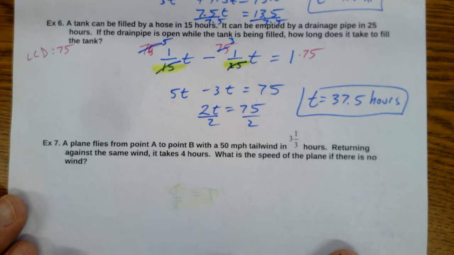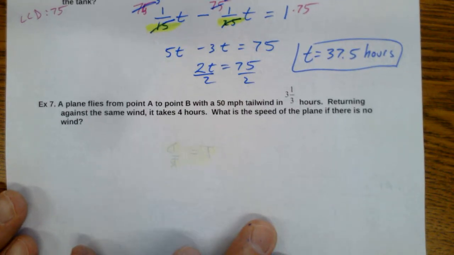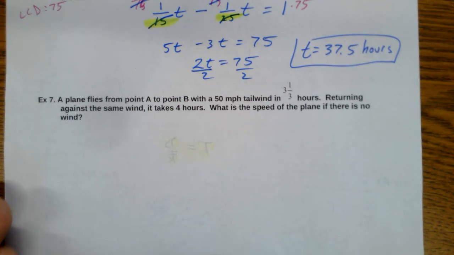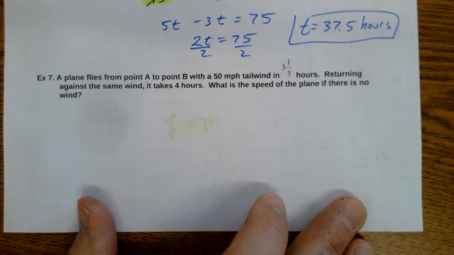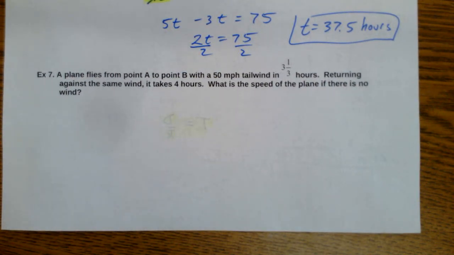All right, ladies and gentlemen, last one. We got distance equals rate times time. Just uniform motion. Here we've got a plane that flies from point A to point B at 50 miles an hour with a 50 mile an hour tailwind in 3 1/3 hours. Returning against the same wind, it takes 4 hours. What is the speed of the plane if there is no wind?